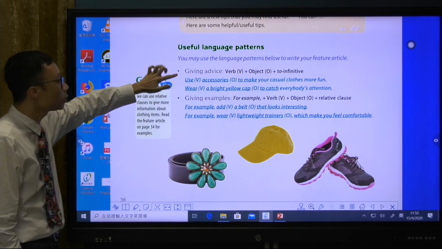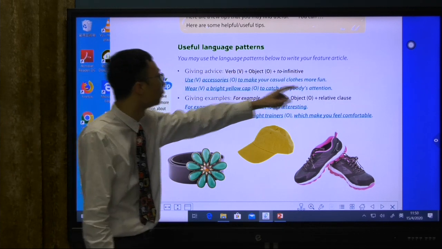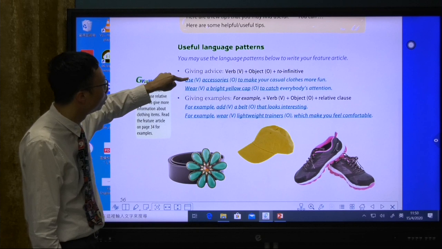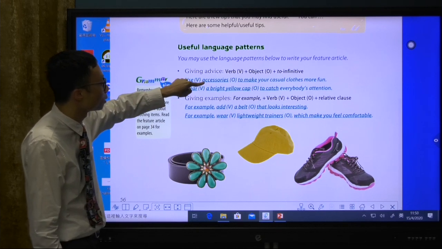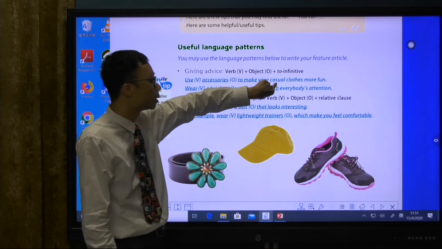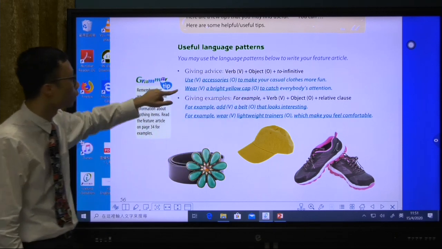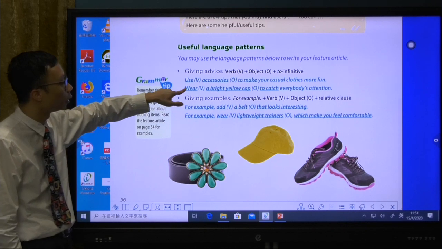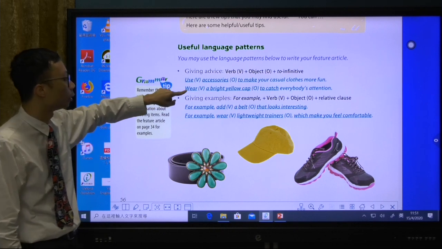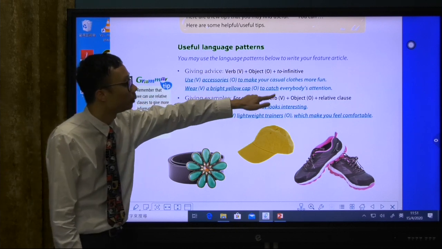So use accessories to make your casual clothes more fun. And then you see this is a verb and accessories is the object, to make your casual clothes more fun. Here, the word wear is not wearing, like in the last topic sentence example. Here, wear as a verb, wear a bright yellow cap, and it's an object, to catch everybody's attention.